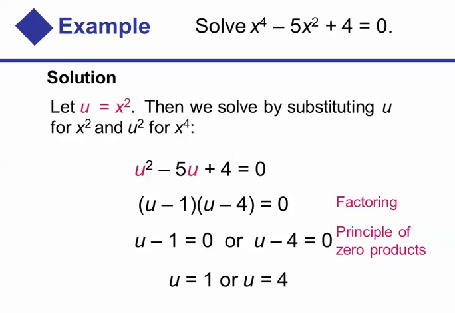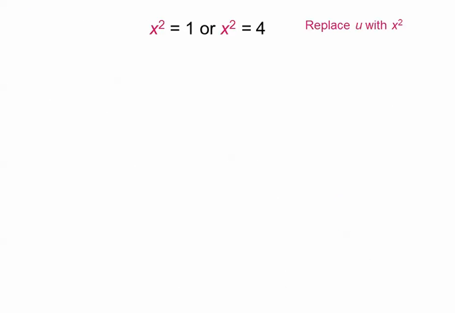Now here is the caution. You're not done yet, because you've solved for u, but your original equation is in terms of x. So now you have to take this substitution equation and substitute your two u values in there to solve for x. So you'll get x squared equals 1 or x squared equals 4. And now when you solve those, you'll get plus or minus 1, plus or minus 2. You get 4 solutions, which you should expect from a fourth degree equation.